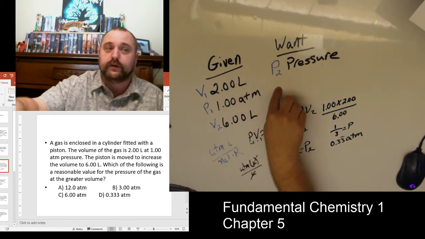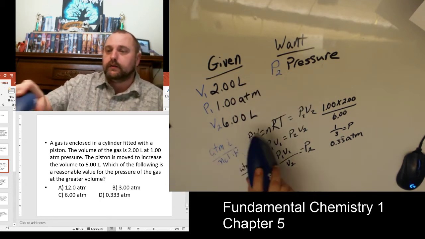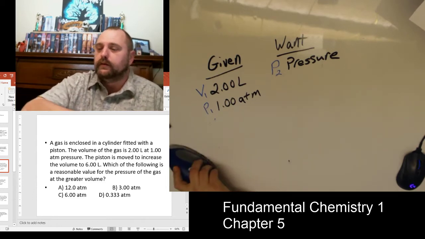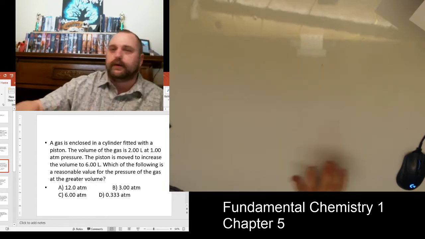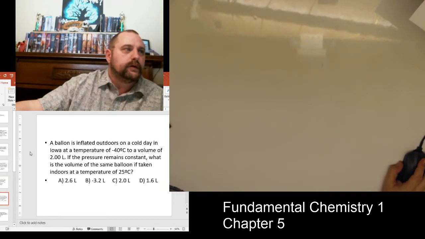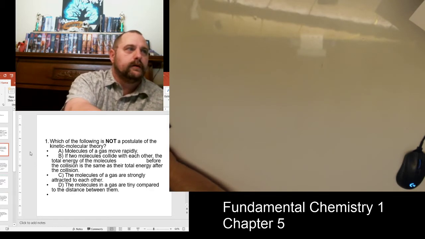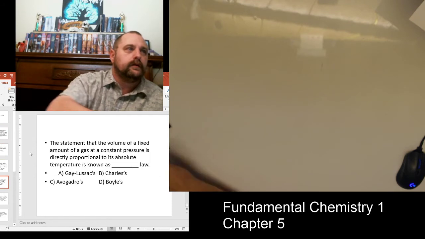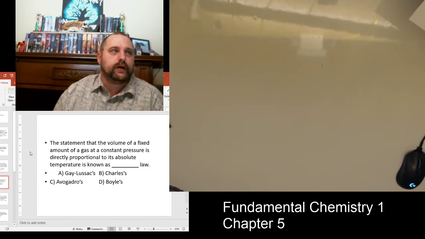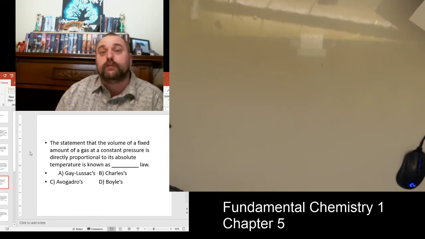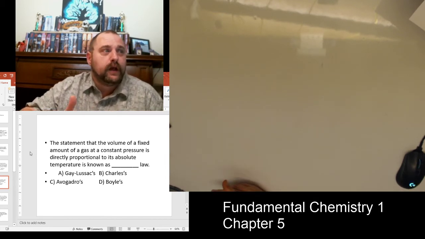And the key is you start to see that these are very similar when we have our symbols for the equations written in there. All right, so let's go to the next one. This one says the statement that the volume of a fixed amount of gas at a constant pressure is directly proportional. We could memorize it directly and then inversely. That's fine. All we got to really worry about on this one.